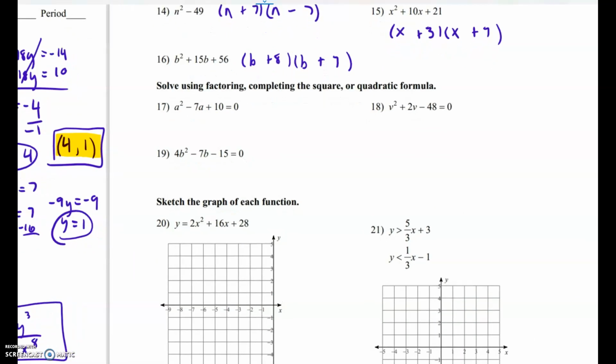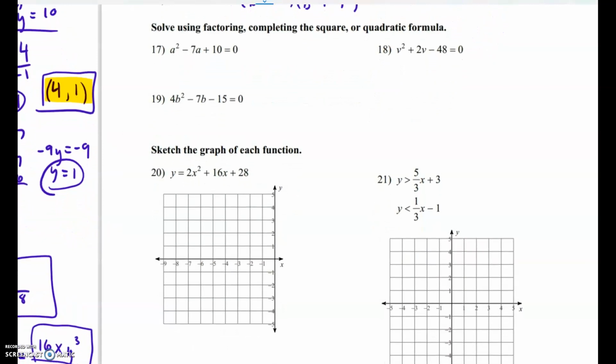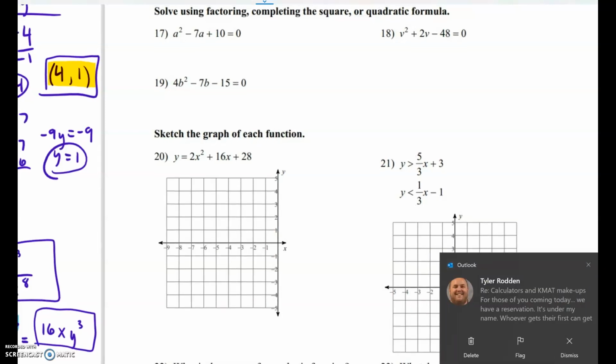Okay, so I went through those quickly, trying to make this video go over all the answers here, so I don't want to make a third video. Numbers 17 through 19, we are solving. You can solve by factoring, you can solve by quadratic formula, or complete the square. I would recommend doing factoring or quadratic formula. Those two are easiest to remember.